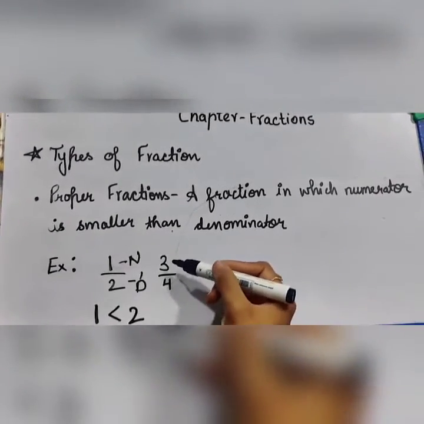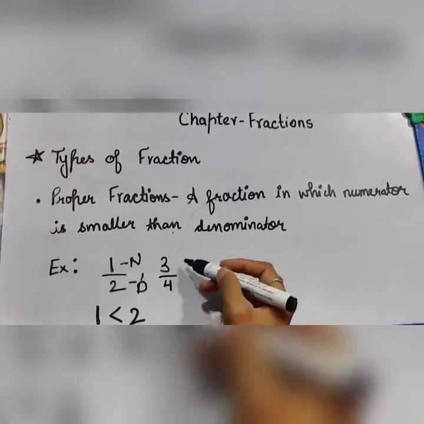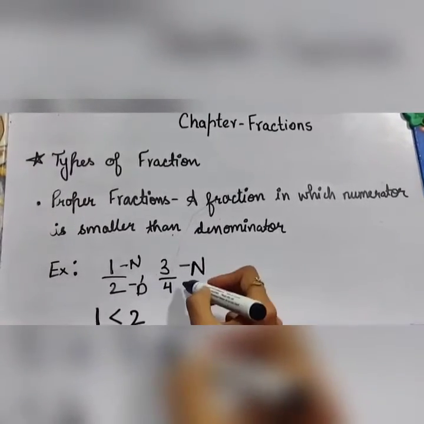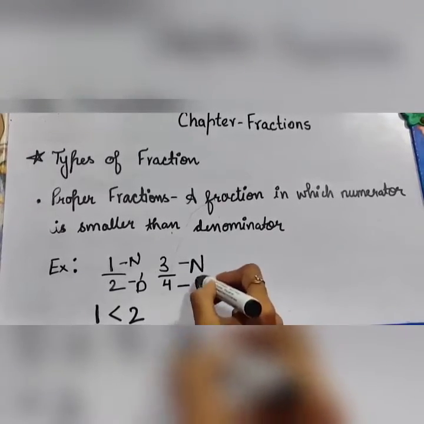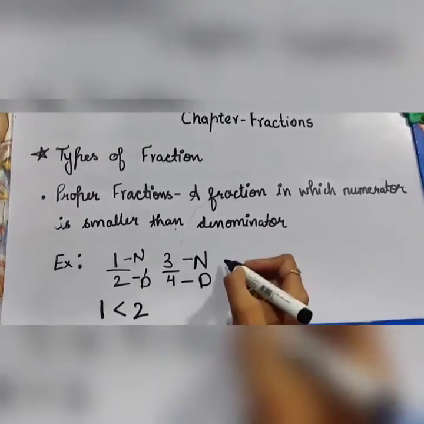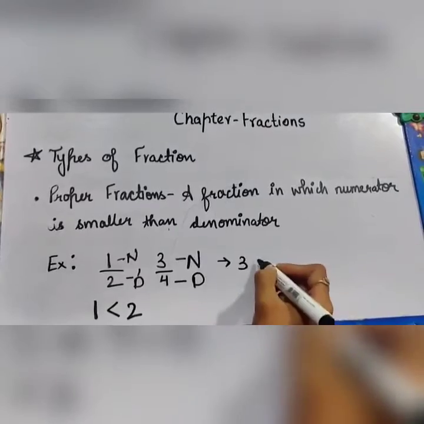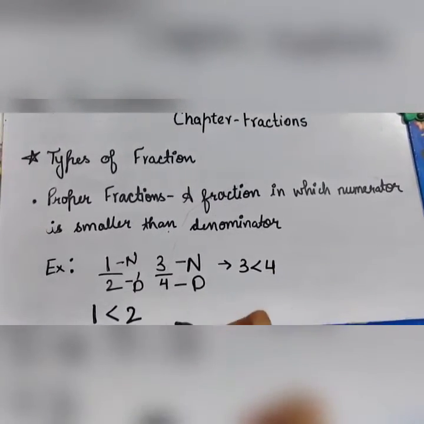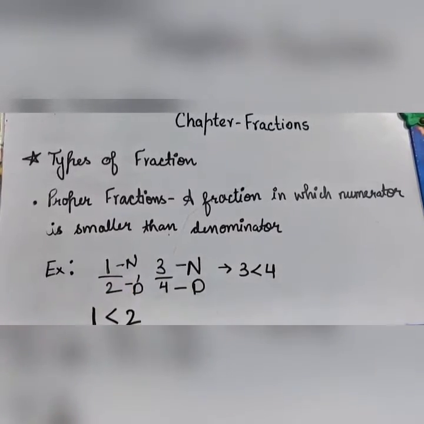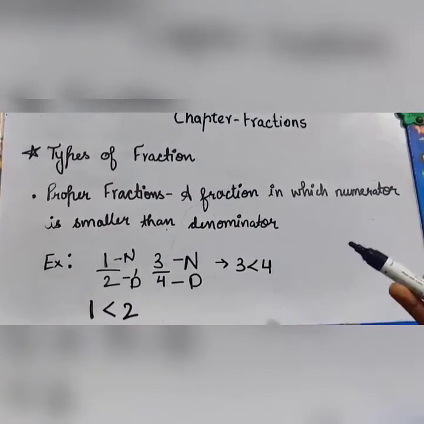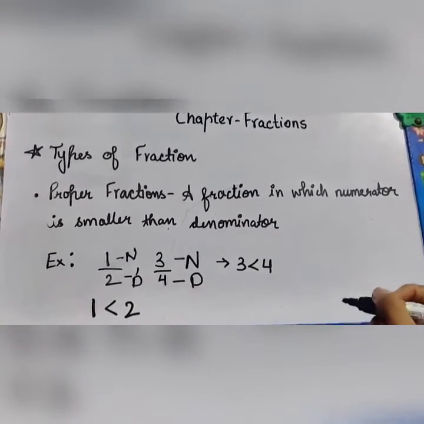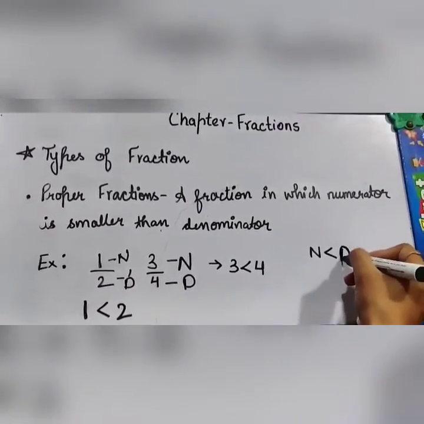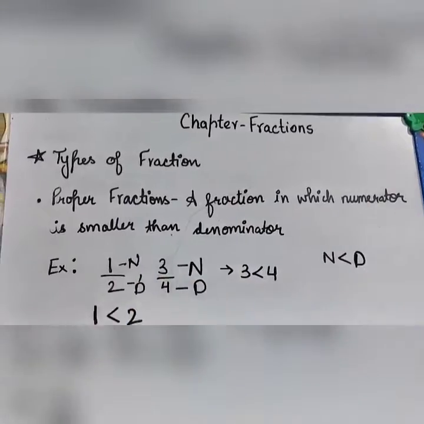Next example, 3 upon 4. Here numerator is 3 and denominator is 4. So 3 is smaller than 4. So 3 by 4 is a proper fraction. In the fraction in which numerator is smaller than the denominator, then that fraction is a proper fraction.